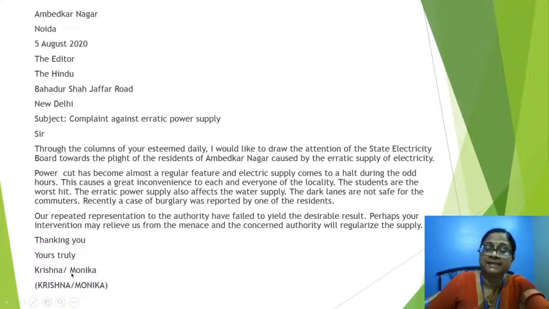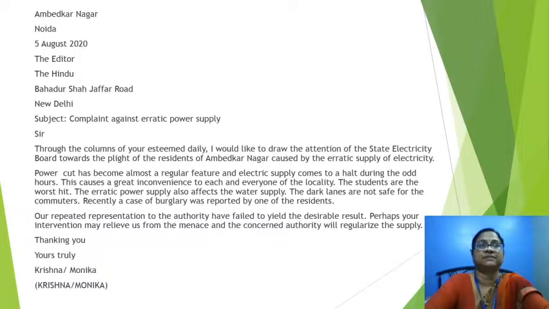Then my signature. So in the letter it was Krishna or Monica, any one you choose, and after signature you write the name in capital letters. So this is an example of writing a formal letter, and this is an example of a letter to an editor. Before I conclude, let me revise or give you the golden rules that you must follow while writing a formal letter.